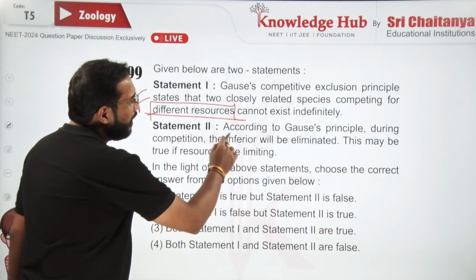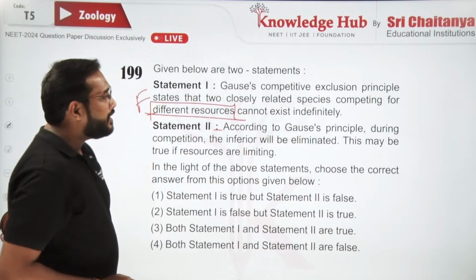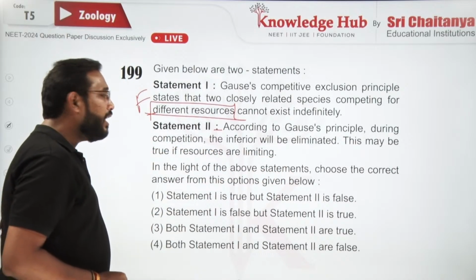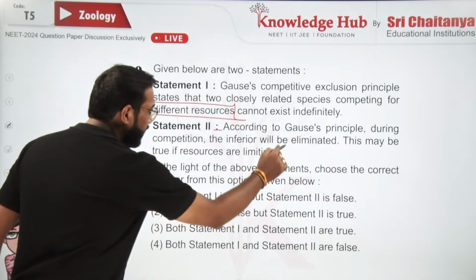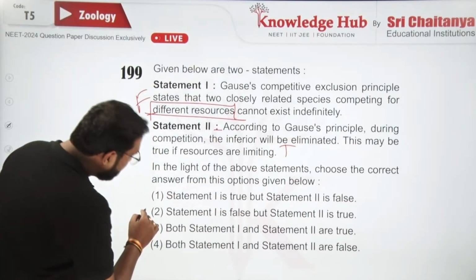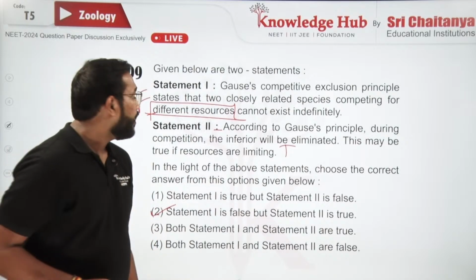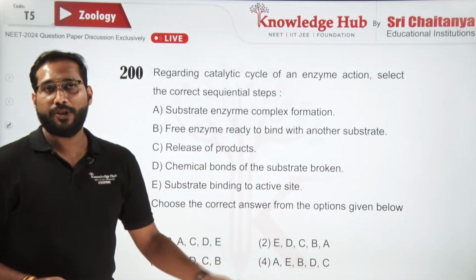And if you see statement 2, according to Gause's principle, during competition, the inferior will be eliminated. This may be true if resources are limiting. This statement is true, and hence we get the answer as statement 1 is false, but statement 2 is true. Moving on to the last question of our zoology section.